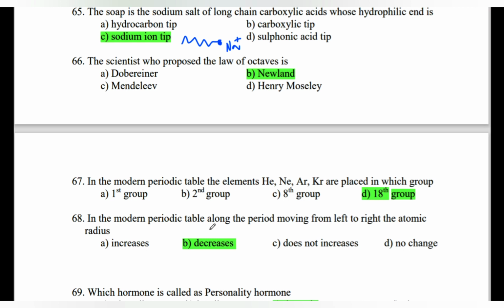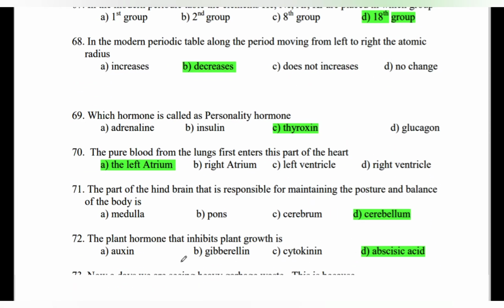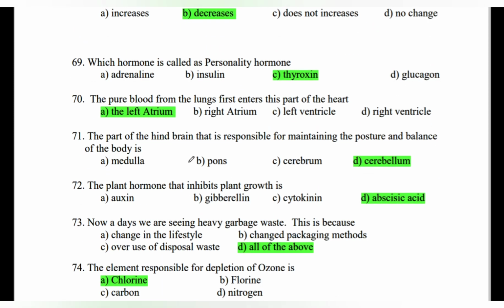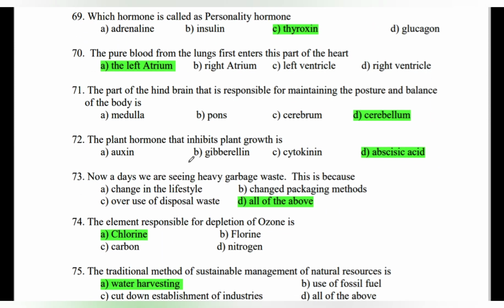In the modern periodic table, the elements helium, neon, argon and krypton are placed in which group? All these elements are placed in the 18th group, or we call that the 0 group, because these elements have octet structure. They are inert in nature. In the modern periodic table, along the period moving from left to right, the atomic radius decreases. The atomic radius decreases across the period.